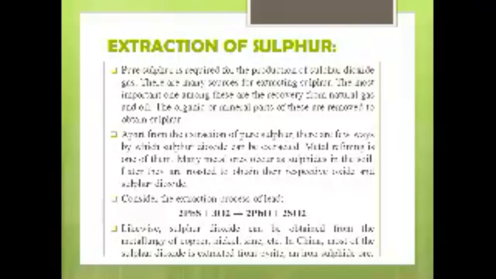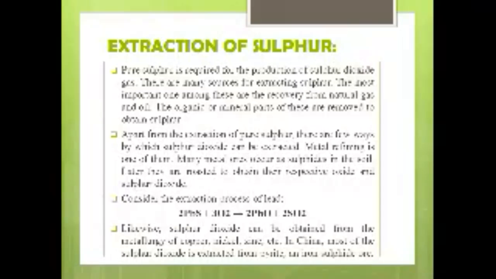Pure sulfur is required for production of sulfur dioxide gas. So there are many sources for extracting sulfur. The most important ones are the recovery from natural gas and oil. The organic or mineral parts of these are removed to obtain sulfur.